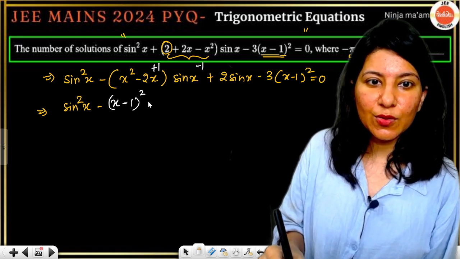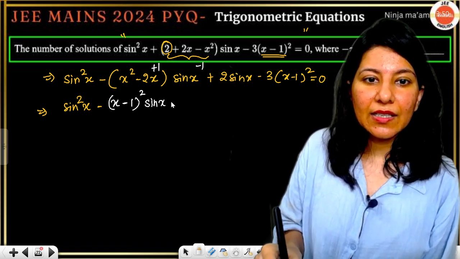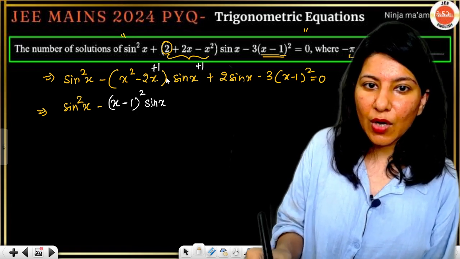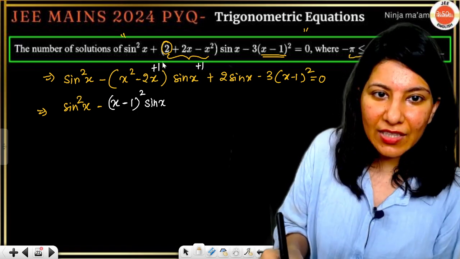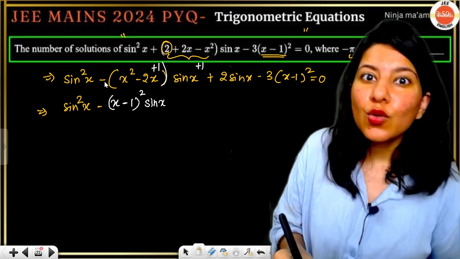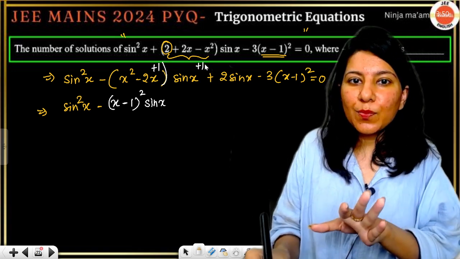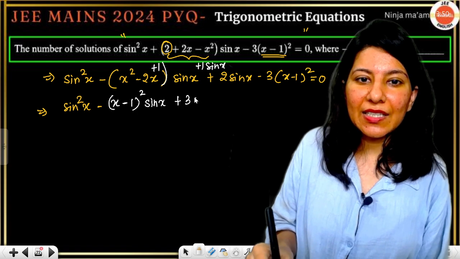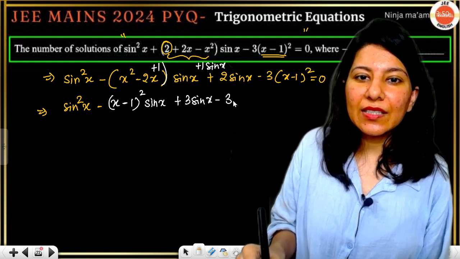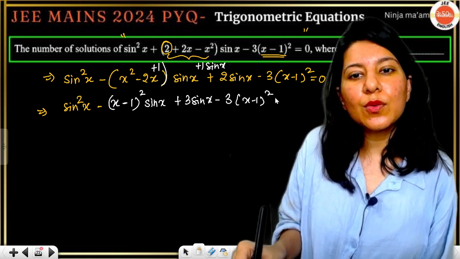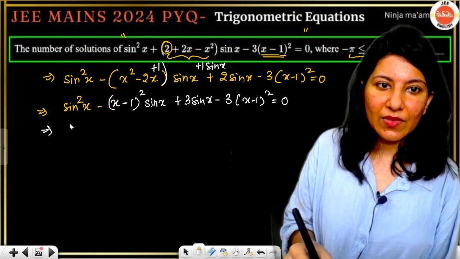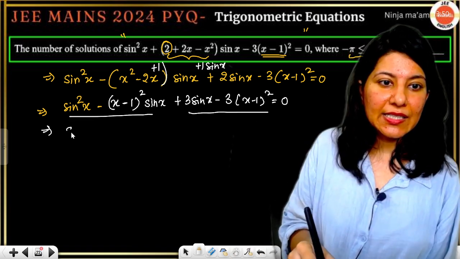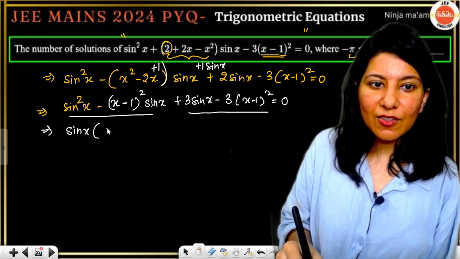x minus 1 whole square, sine x, right? And plus 1 you are doing, actually you are doing minus 1. So now you have to do plus 1. Basically, if in this bracket you are adding 1, so overall you are doing minus 1. So plus 1 sine x you have to do. So this is going to be plus 3 sine x minus 3 x minus 1 whole square equals to 0. Okay, right? So now if we look at this, sine x can be taken common.